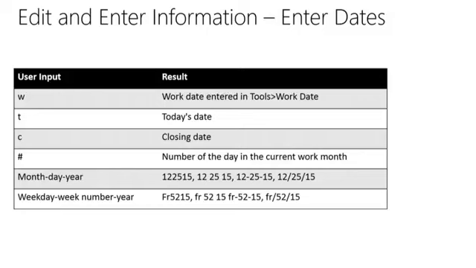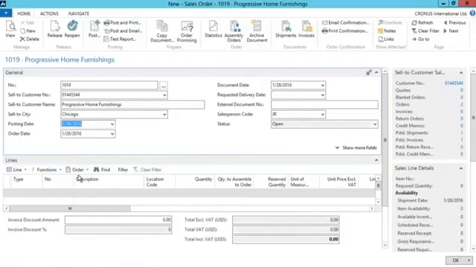Let's have a look at an example in the application. So here I am on a sales order, I'm on the posting date, and if I enter a T, T will be evaluated into today's date. T is today. I can also type in a W. W stands for work date, which is usually a different date than today's date. So by using these shortcuts, I will be able to enter information in dates much faster.